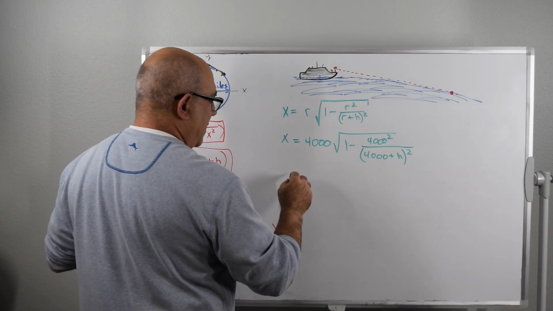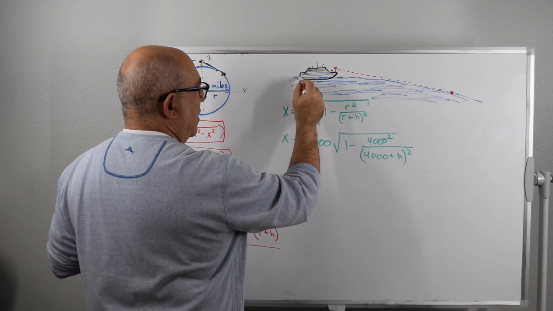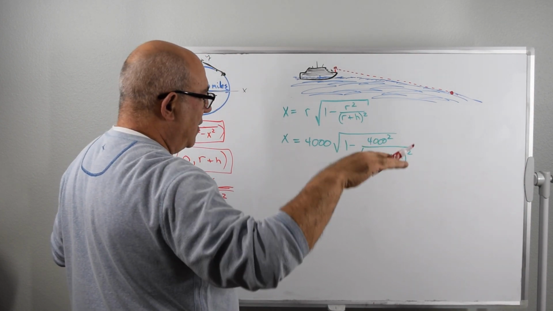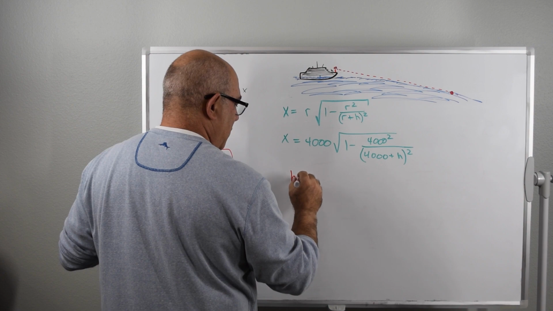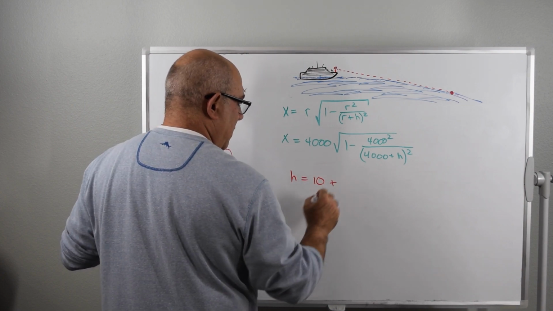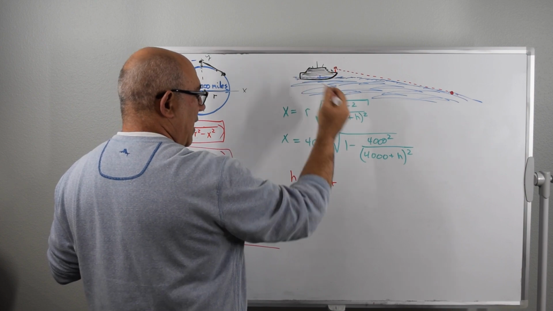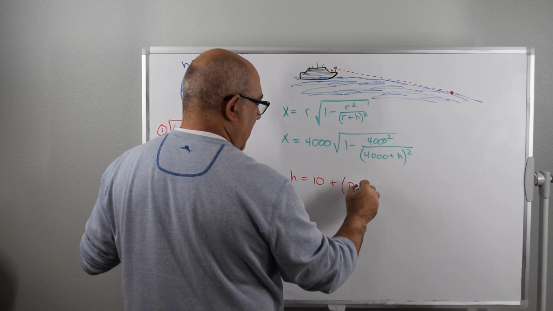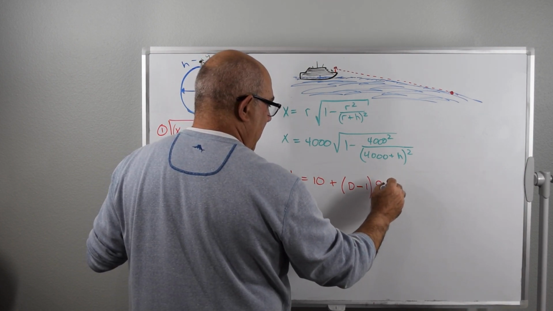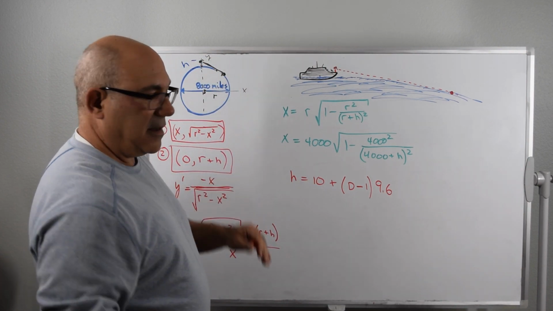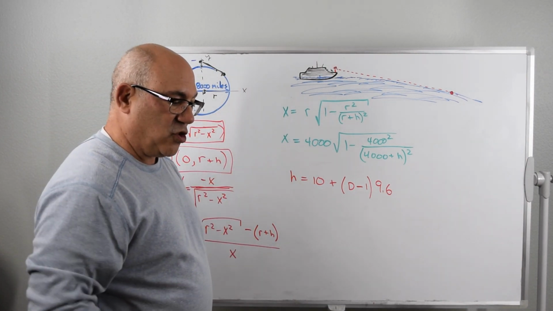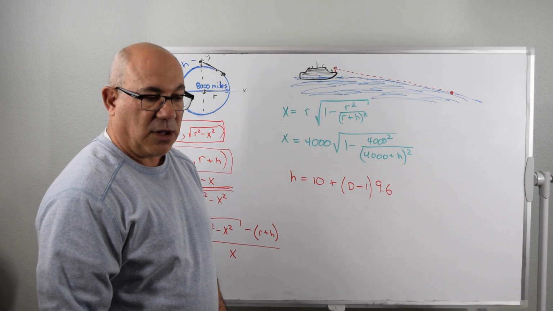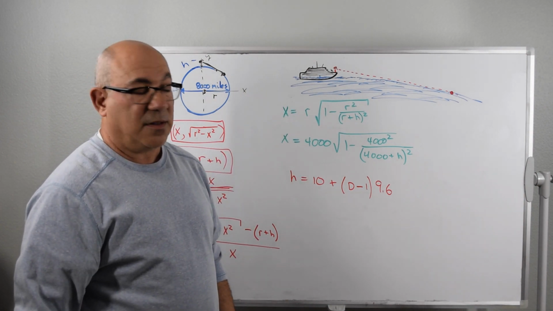So if I do that, let's say I know, I looked it up, that the distance between the water line and the first deck is about 10 feet. So h is going to equal 10 plus the first deck. If I'm on the first deck, that's it. It's 10 feet. So I'm going to take the deck minus 1 and then multiply it by 9.6 feet. That's the distance between decks on the cruise ship. So if you're on deck 2, deck 1 is 9.6 feet below you, and deck 3 is 9.6 feet above you.